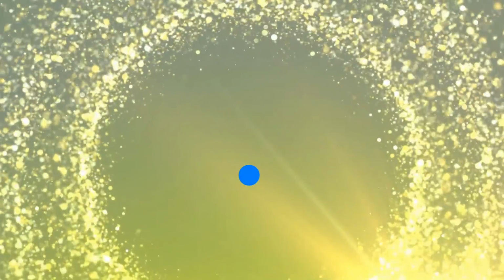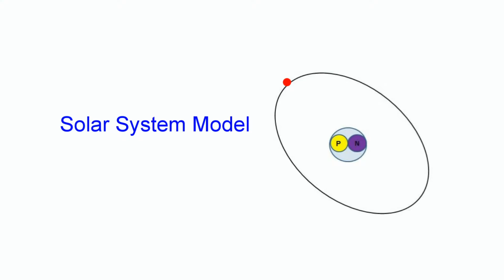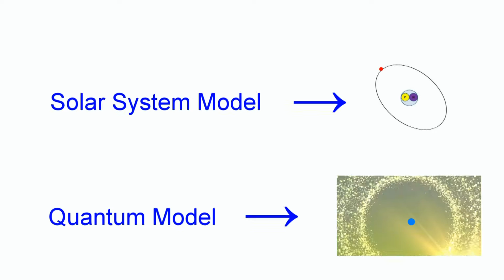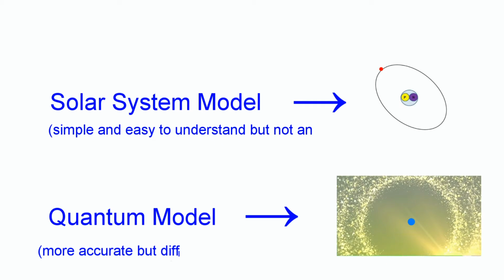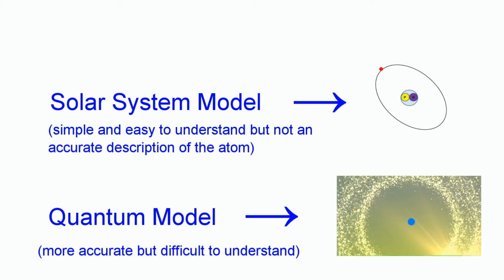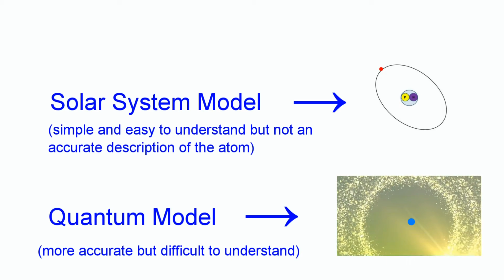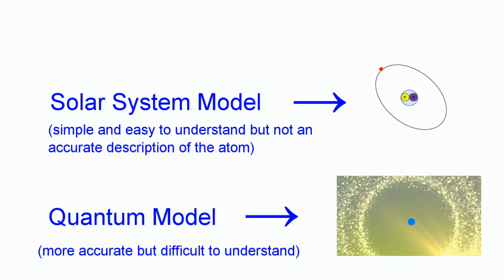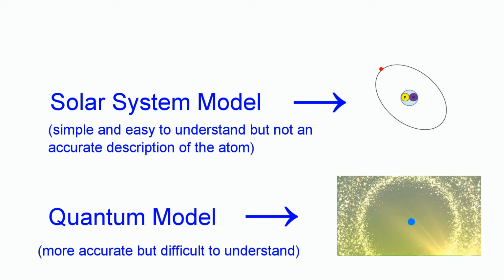Well, probability clouds are much more difficult to understand, aren't they? So we are going to stay with the solar system model, and it will work fine for our purposes. But it is important for you to remember that the model that we're using is a very simplified picture of the atom. And we're using it because it is a much easier way for us to understand chemical reactions.